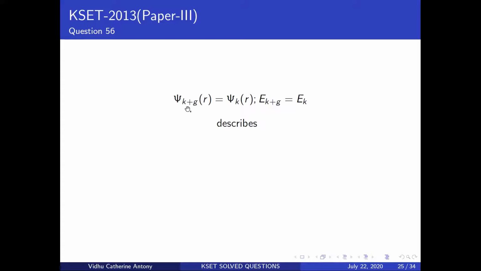So what does this describe? Here, K is your wave vector. G is another kind of vector, which I will talk about. And this is E, the eigenvalues of those particular functions: the eigenvalue of psi k g of r, and this is the eigenvalue of psi k. So it describes what?